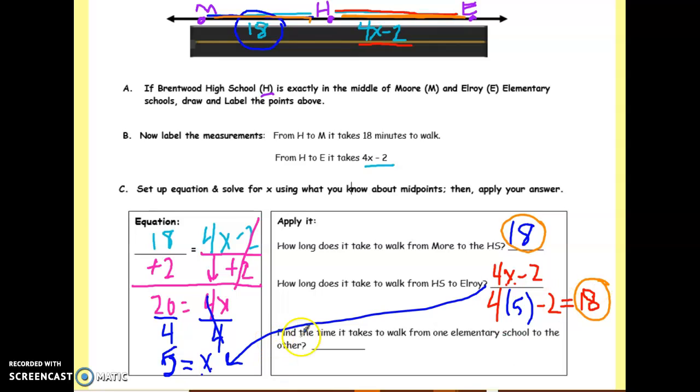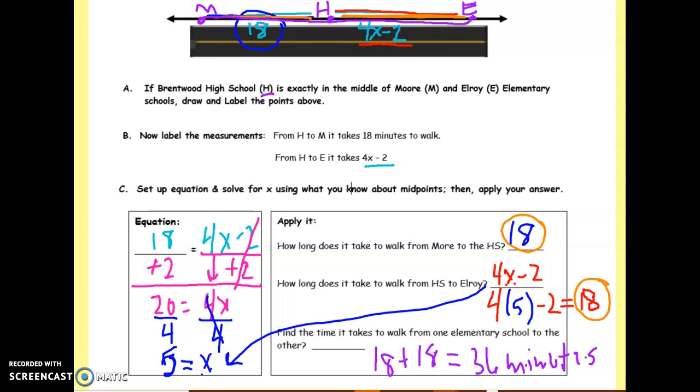The last question here in our apply says, find the time it takes to walk from one elementary school to the other. If we think about what we learned earlier this year about segment addition, looking at Moore, this takes us 18 minutes, another 18 minutes to get to Elroy, we would use the operation of addition. I'm adding those two time frames together to walk from one elementary to the other. So we would say 18 plus 18, and that's going to give us a total of 36 minutes. I apologize, my writing's a little rough there, but hopefully you understand the idea: if it's asking about each segment, they should be equal to each other. And the last one is asking for the distance from one endpoint to the other end point, which indeed we know to add the segments. So 18 plus 18 is 36.